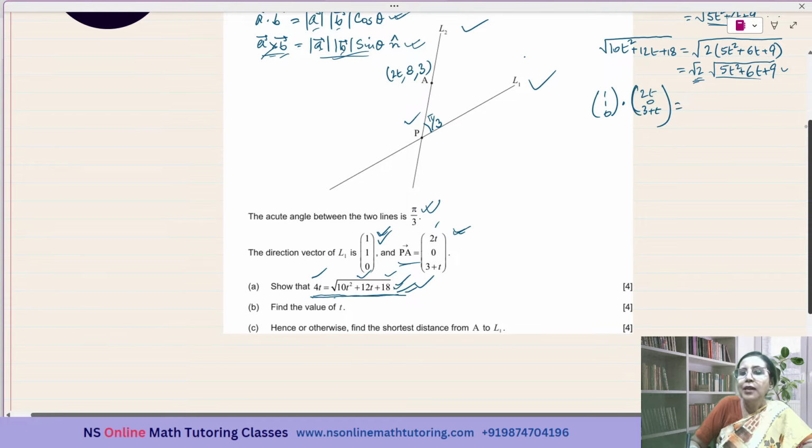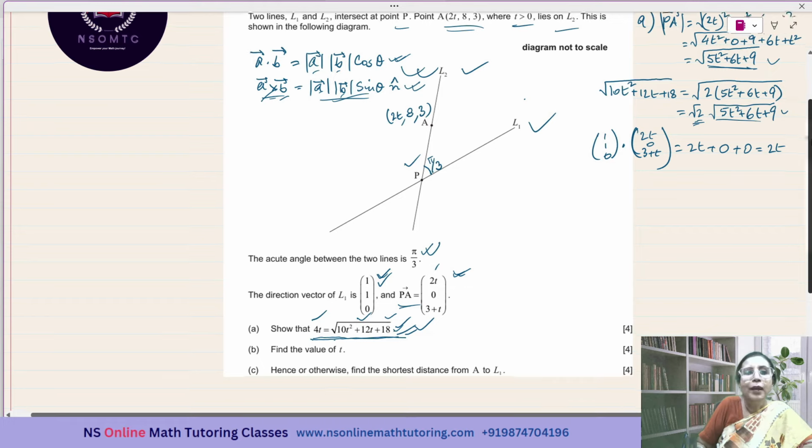Okay, this is equal to 1 times 2t, which is 2t, plus 1 times 0, which is 0, plus 0 times (3 plus t), which is 0. So this is equal to 2t. Okay. So if we use this formula, A dot B, we have found this to be 2t.